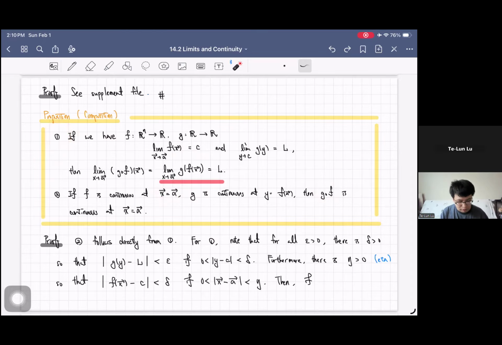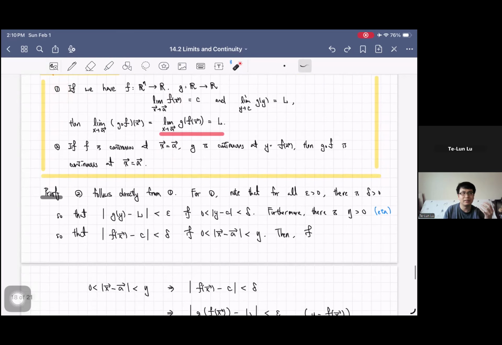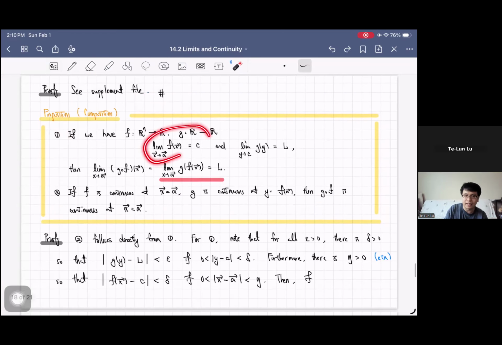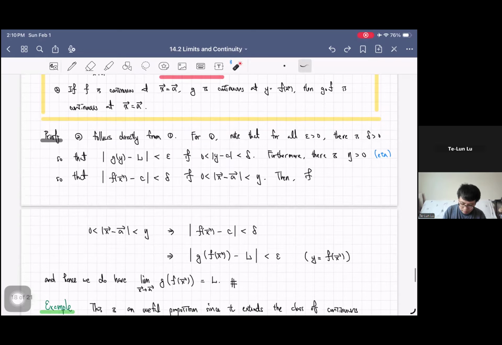So just to show the spirit, let us try to prove proposition 1 here. And as we mentioned, this is quite intuitive because basically this guy says that when x goes to a closely, then f goes to c closely. And this guy says that whenever y goes to c closely, then g goes to l closely. So when x goes to a closely, f looks like c, so g of f of x looks like L. That's the idea. So to be precise, let us do this.